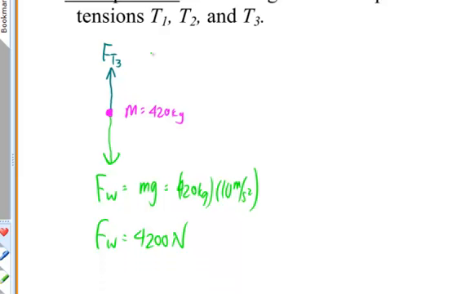So the numerical value of the tension force must be equal to the numerical value of the weight. That's 4,200 newtons. One force down, two to go. Let's now sketch the free body diagram of what's going on at the knot where the three ropes come together.